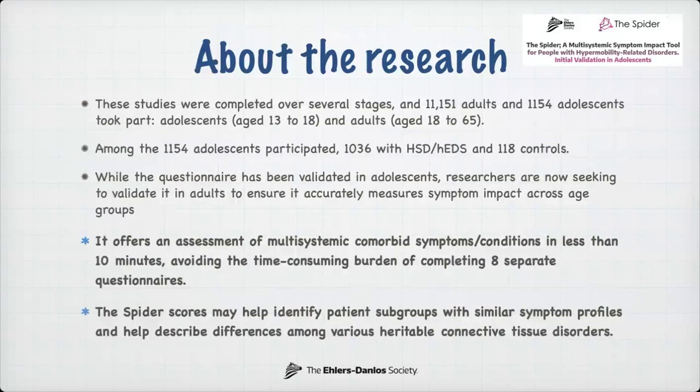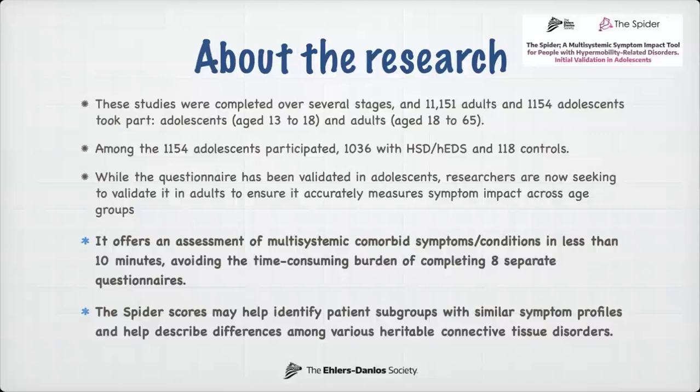The study was completed over several stages with about 11,000 adults and 1,100 adolescents, and the adolescents were 13 to 18 years of age. Among the 1,100 adolescents that participated, over 1,000 were diagnosed with hypermobility spectrum disorders or HEDS, and they had about 118 in the control group. While the questionnaire has been validated in adolescents, the researchers are now seeking to validate it among adults as well, so it can be performed at any age.